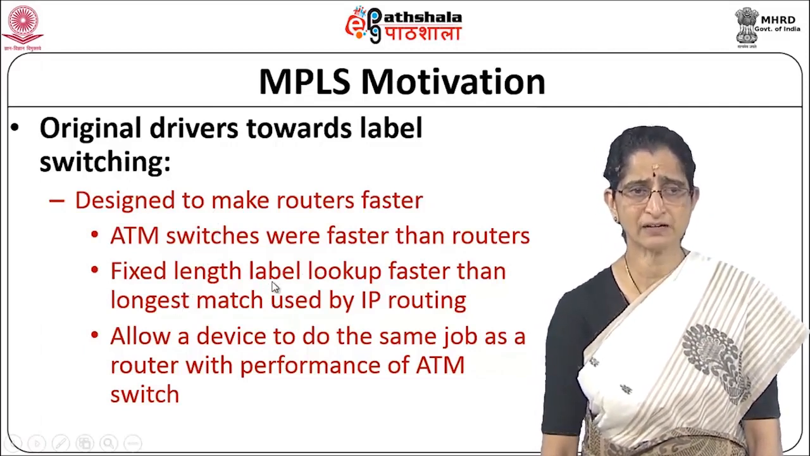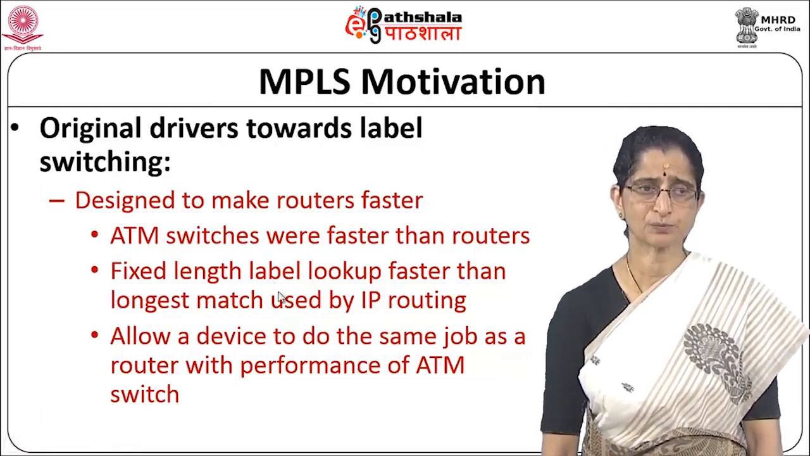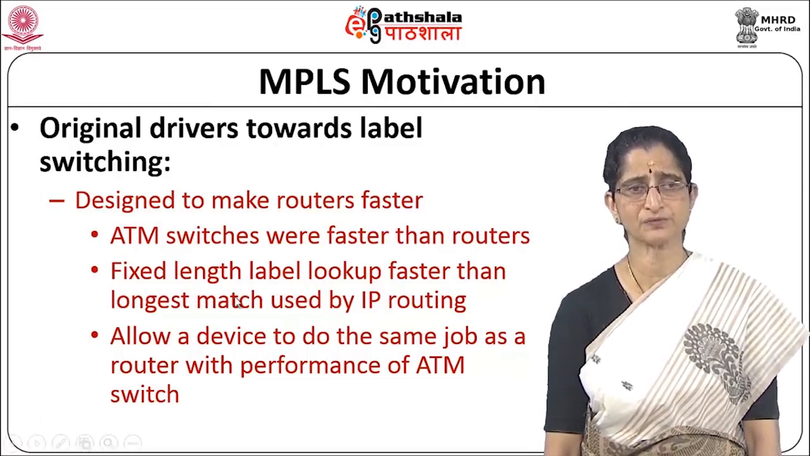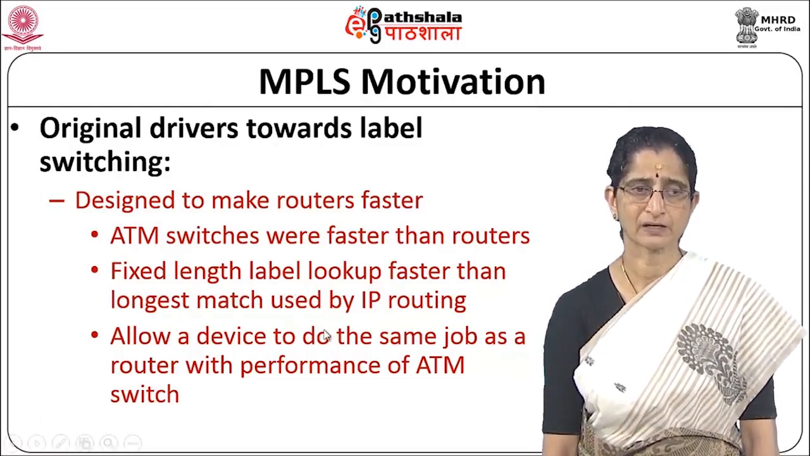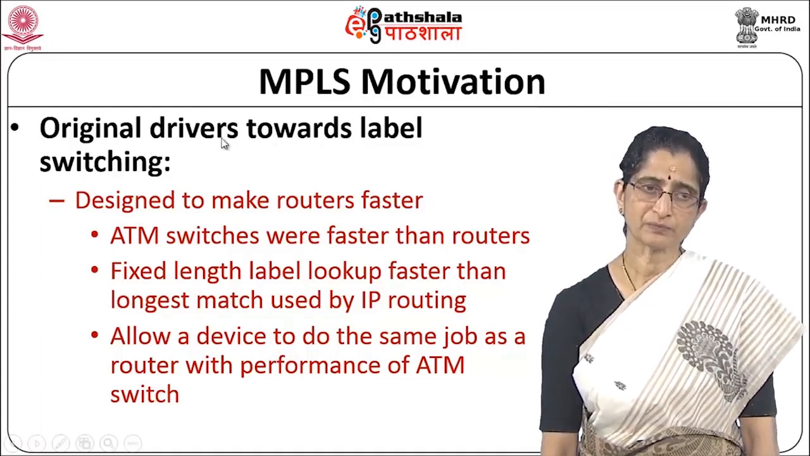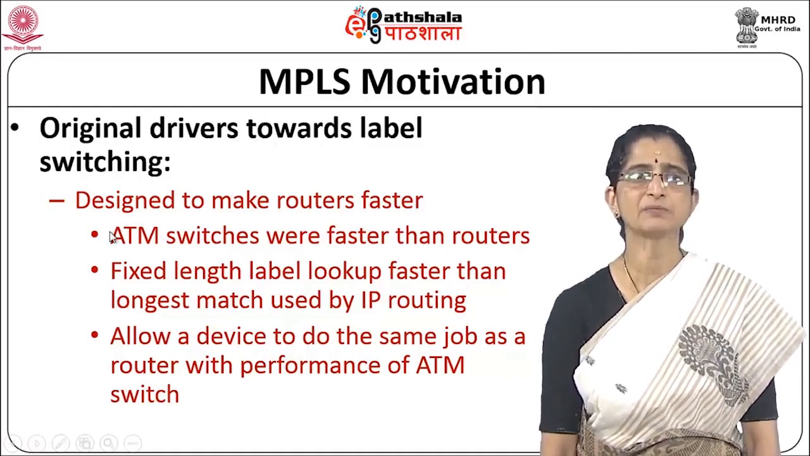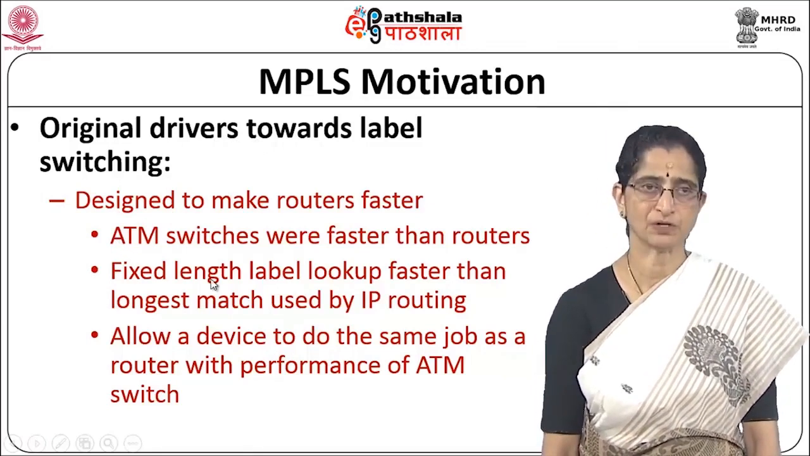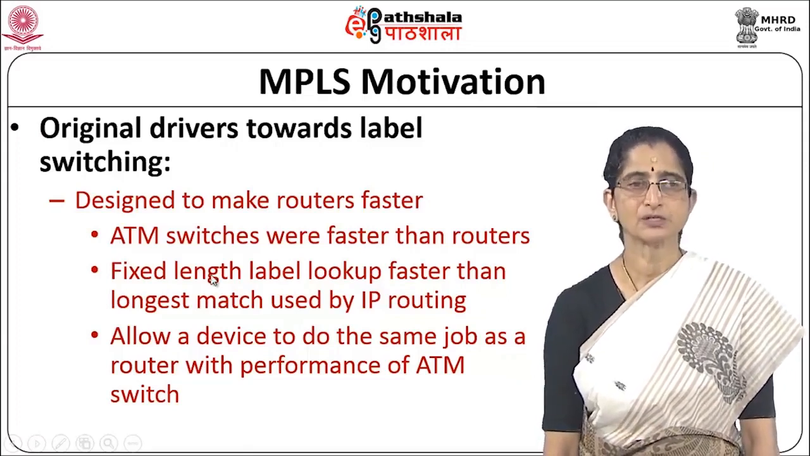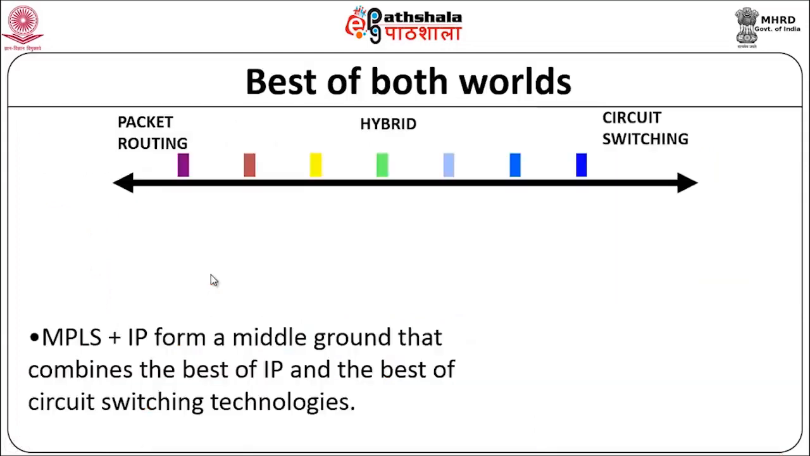They used what is called a cell, which had fixed size headers, and it was very easy to process them because they were all a fixed size. So it was much faster than the longest match that is used by IP routing. The original motivation for MPLS basically came from trying to use ATM devices along with the IP world, the IP networks. So how do we combine these two? That is where MPLS was originally thought about.